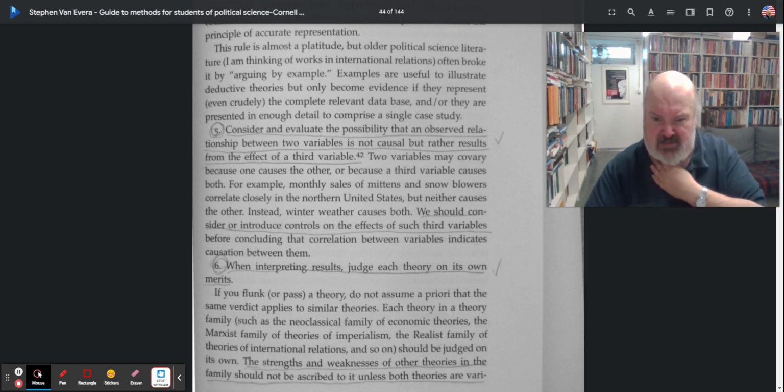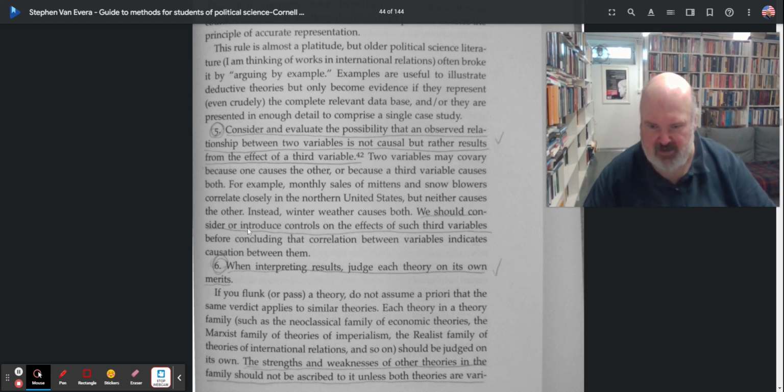And the second is a third variable doing it. Two variables may covary because one causes the other, or because a third variable causes both. For example, the monthly sales of mittens and snow blowers correlate closely in the northern United States, but neither causes the other. In other words, mittens don't cause snow blowers and snow blowers don't cause mittens, so there must be a third effect. Instead, winter weather causes both.